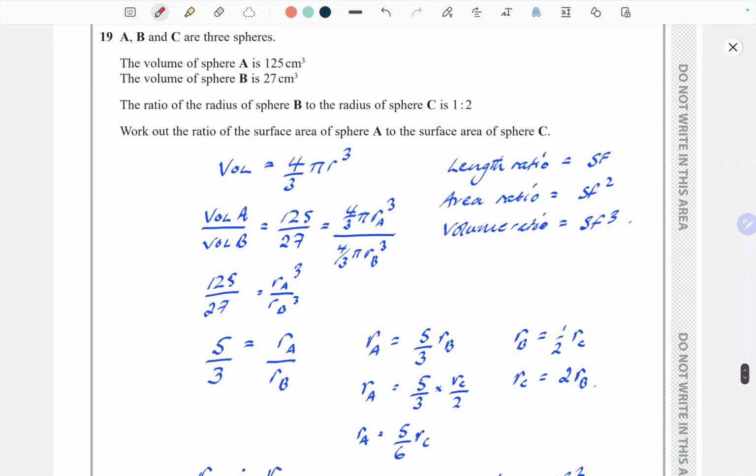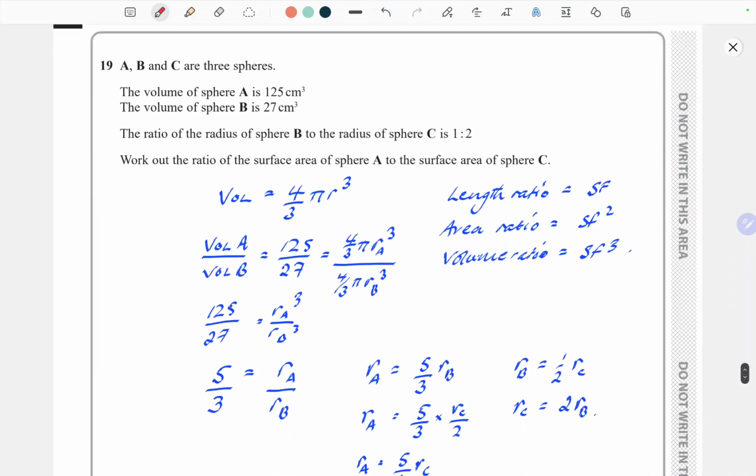Right, here's what I think is a genuinely tricky question. The volume of sphere A is 125, and the volume of sphere B is 27 cubic centimeters. I'll put the volume formula there. It is in part available to you when you need it in a question. In this case, you don't really need it, but it's worth having it there.